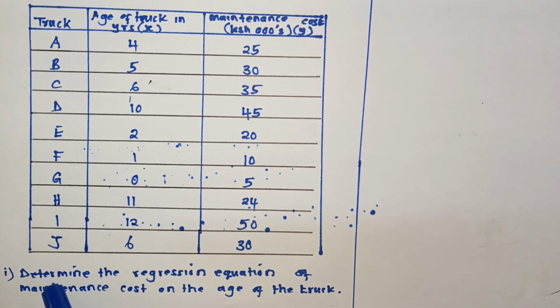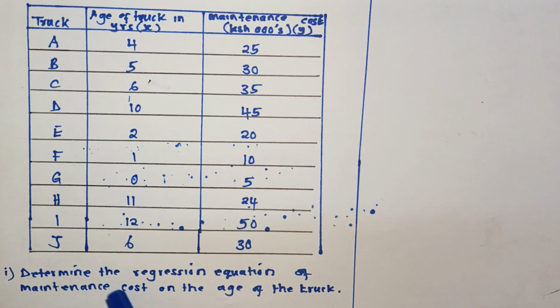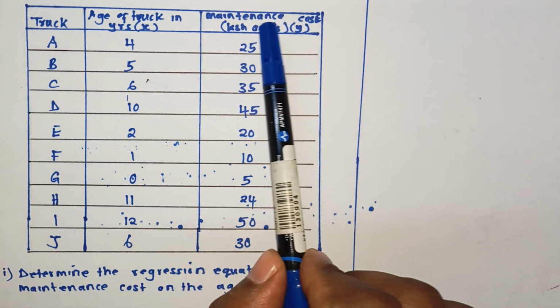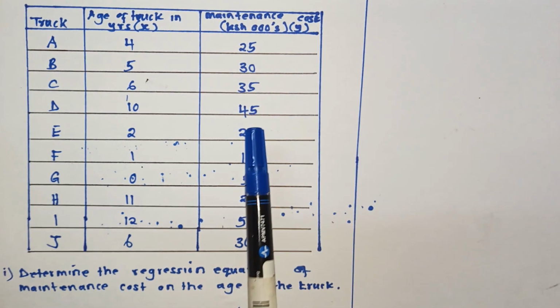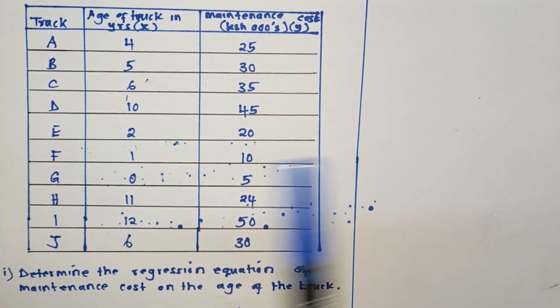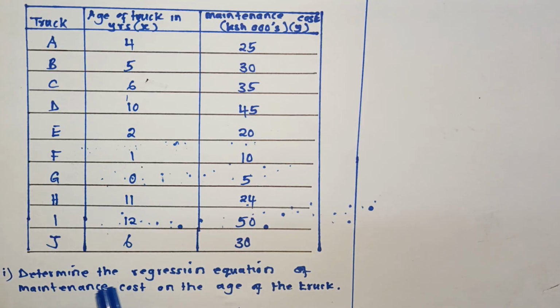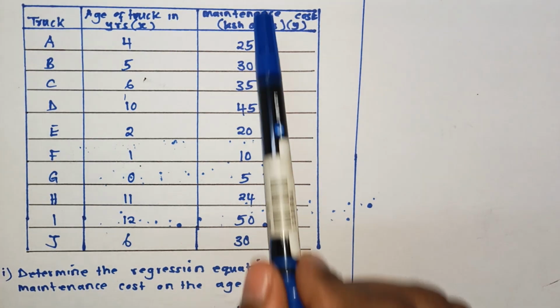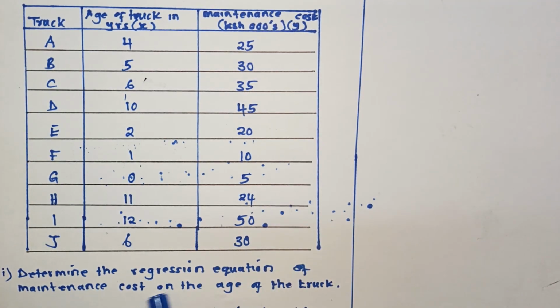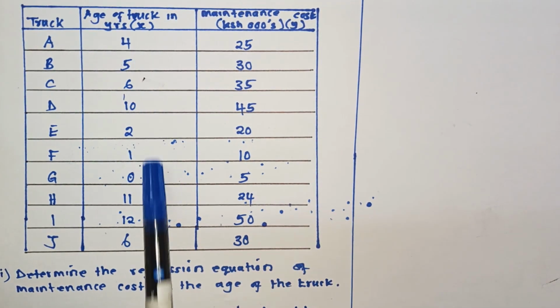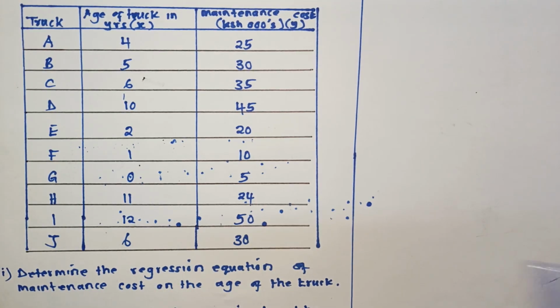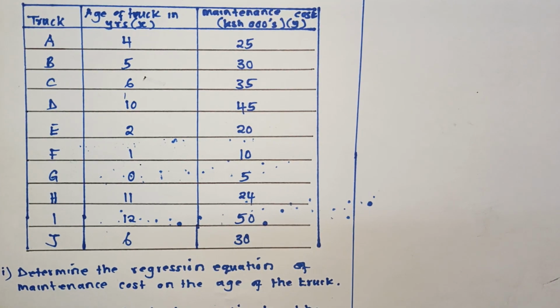So our question says to determine the regression equation of maintenance cost, meaning they have started with the maintenance cost. They have not told us whether to determine the regression of Y on X or of X on Y, but the question directs us where to start. Our maintenance cost is this Y column, on the age of the truck, which is our X column. So in short, we are asked to determine the regression equation of Y on X.